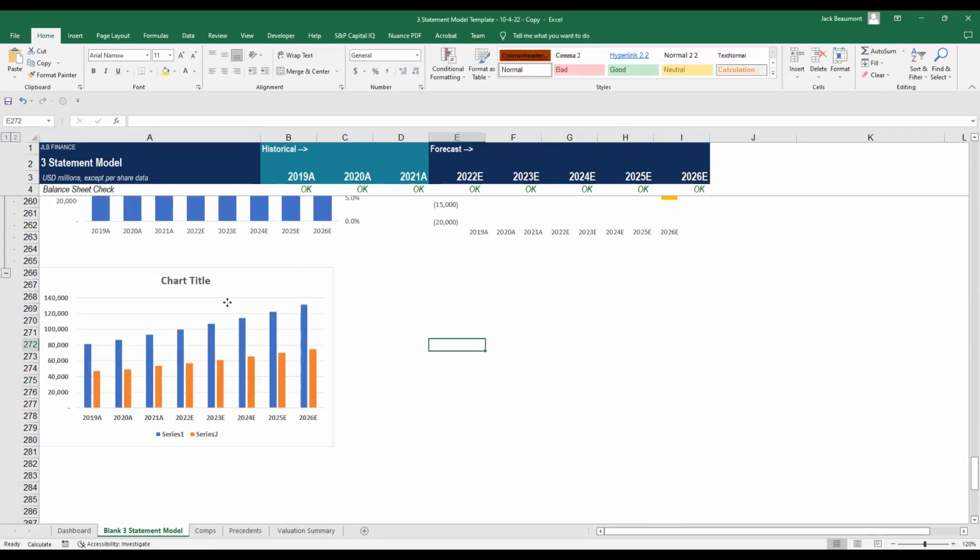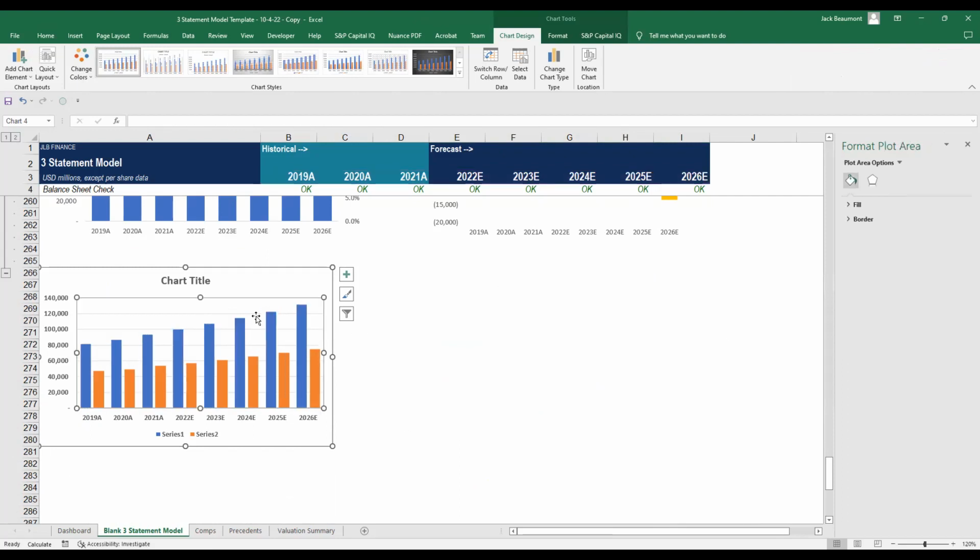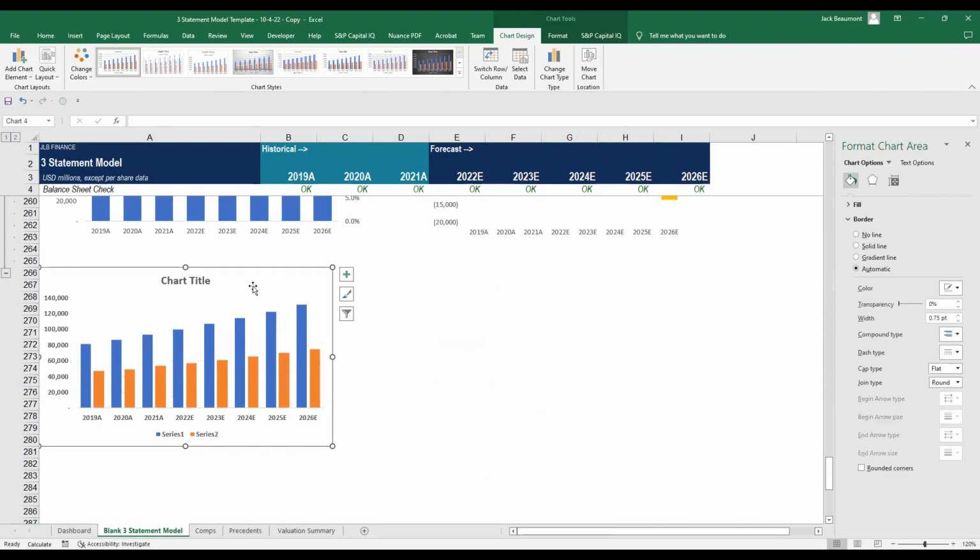Okay, so we've got a nice chart here. You've got to probably edit some things here. The gap width I like to change to about 70. So that already looks better there. I like to get rid of this.